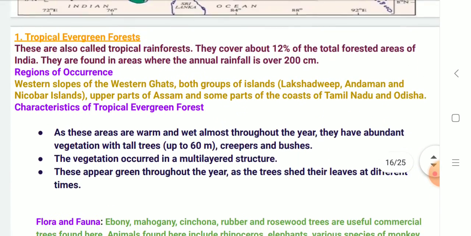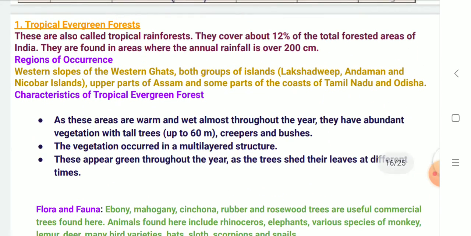Let us move on to the first type of forest, tropical evergreen forest. As the name indicates, evergreen. These are the tropical rainforests. They cover about 12% of total forested area of India. They receive a rainfall which is over 200 centimeters. They are present in western slopes of Western Ghats, Lakshadweep, Andaman, upper parts of Assam, and also parts of coast of Tamil Nadu and Odisha.